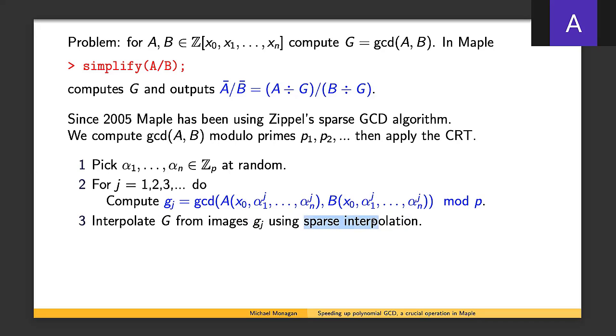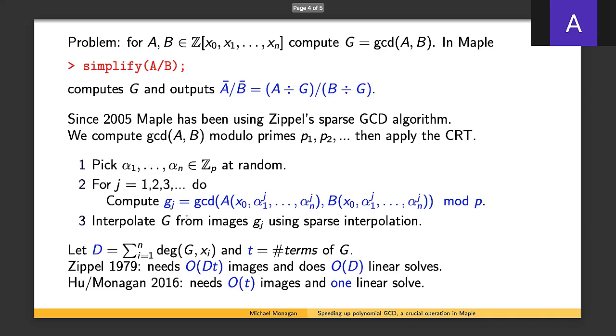The algorithms differ in 2 ways: how they do the sparse polynomial interpolation, and how they choose the alphas. I've said they choose them at random here. Our algorithm is not exactly that, but it's still random. Here's a theoretical comparison showing how much faster the new algorithm is in theory than the old one. I have 2 parameters. D is the sum of the degrees of the GCD G, adding the degrees in every variable, and T is the number of terms of the GCD.